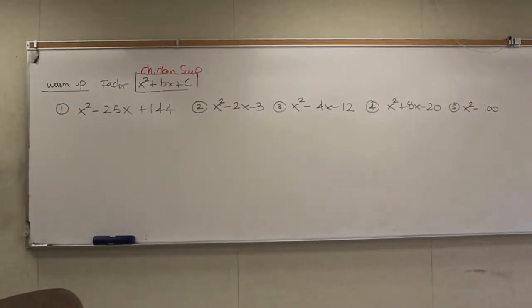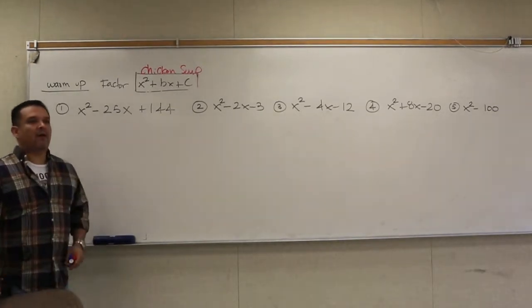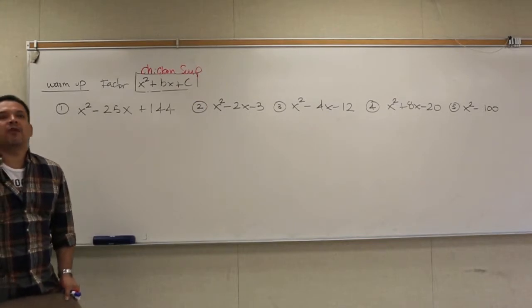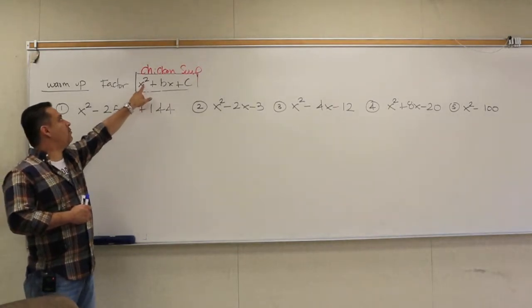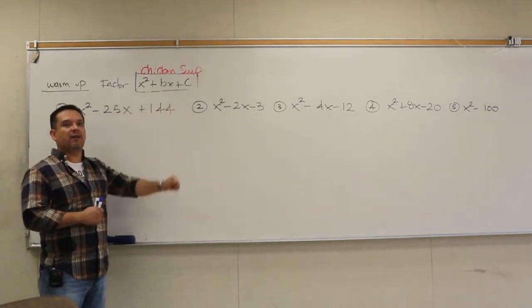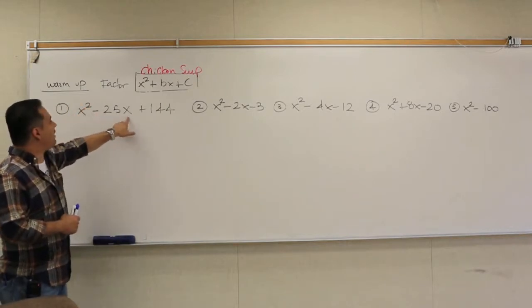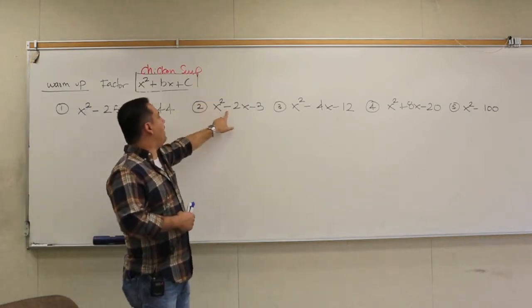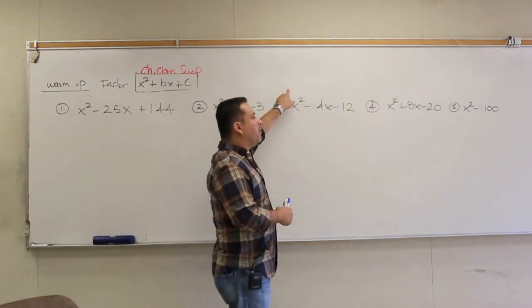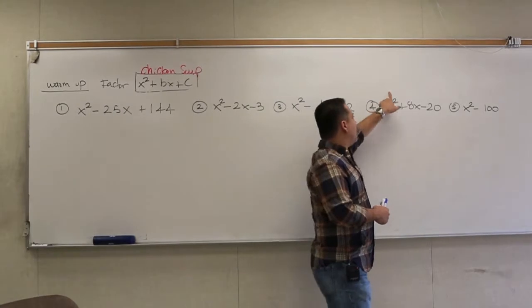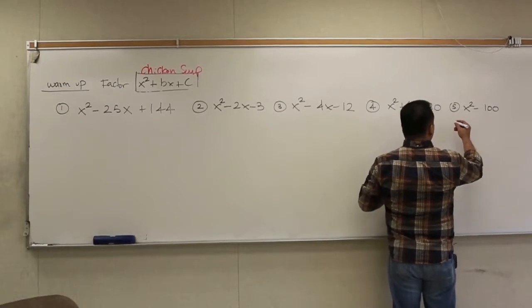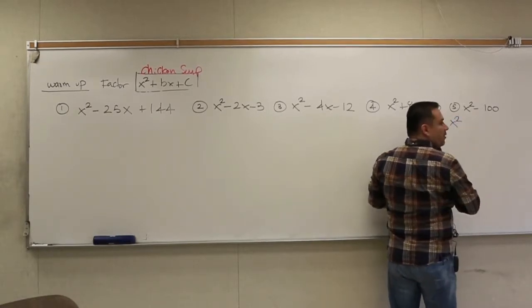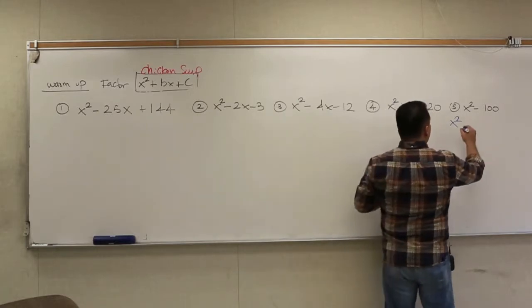Anyway, okay, let's go over this. If you notice, are these all chicken soup? How do you know they're chicken soup? Because chicken soup looks like x squared plus bx plus c. So I have x squared minus 25x plus 144. x squared minus 2x minus 3. x squared minus 4x minus 12. x squared plus 8x minus 20. x squared, uh-oh, what happened to the x term? You remember, put a ghost.